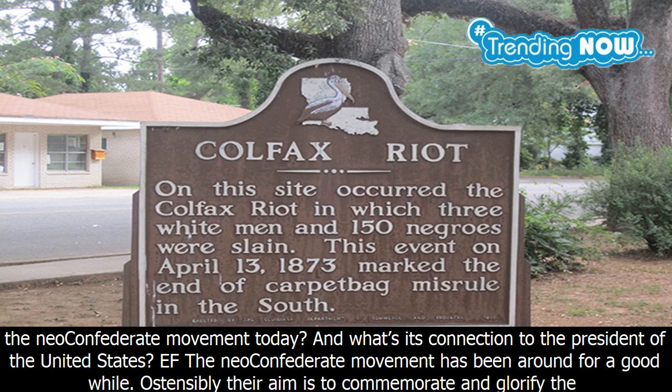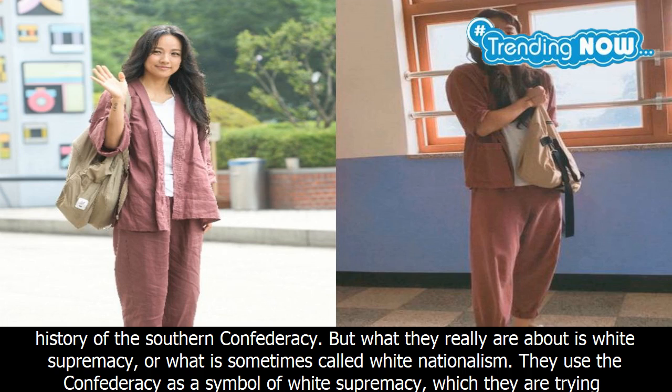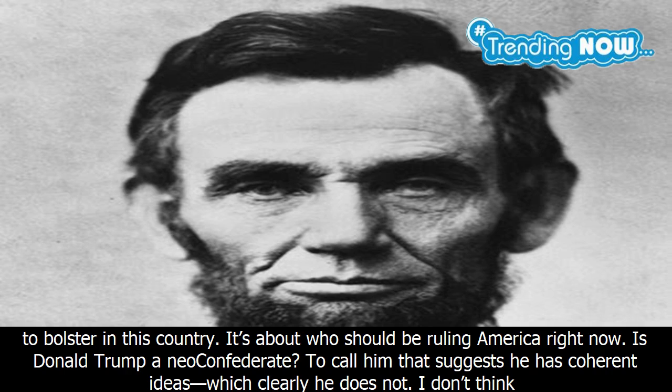A lot of these demonstrators in Charlottesville called themselves neo-confederates. What exactly is the neo-confederate movement today, and what's its connection to the President of the United States? The neo-confederate movement has been around for a good while. Ostensibly their aim is to commemorate and glorify the history of the Southern Confederacy. But what they really are about is white supremacy, or what is sometimes called white nationalism. They use the Confederacy as a symbol of white supremacy, which they are trying to bolster in this country. It's about who should be ruling America right now.